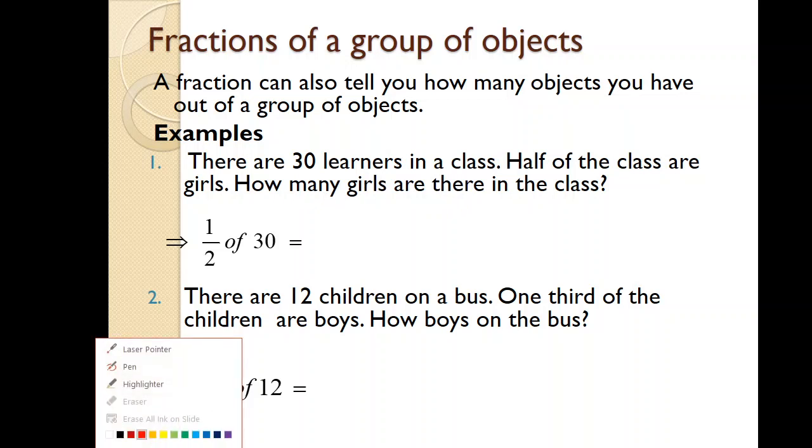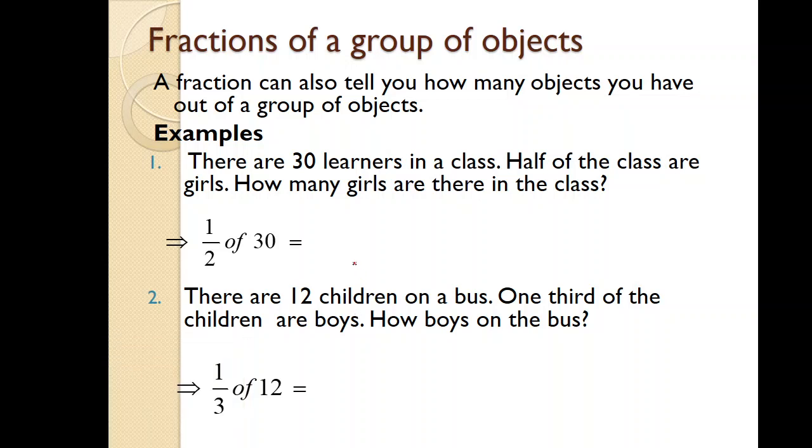Okay, so to do that, let's just pick a pen here. We're told that half, just 1/2, and then we change this "of" to a multiplication sign. Then 30, since there are 30 learners, and we can write this 30 as a fraction over 1, which is still equal to 30. Now we are multiplying these two fractions. To do that, you multiply the top numbers by each other, then the bottom numbers.